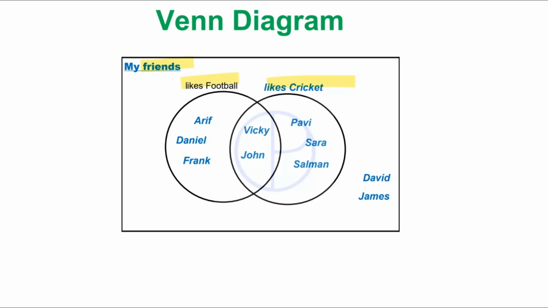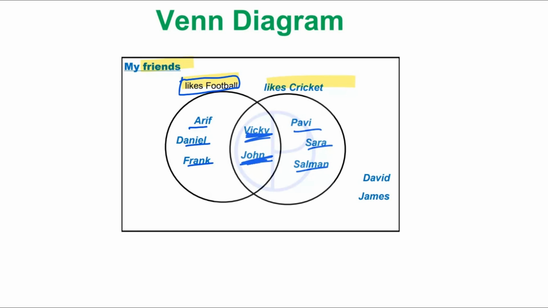So this circle here says likes football. We have these people: Arif, Daniel, Frank, Vicky, John. So they all like football. Now let's look at the folks who like cricket. It's Pavi, Zara, Salman, Vicky, John. Now, if you see here, these folks both like football and cricket.